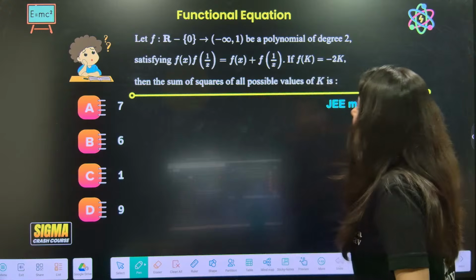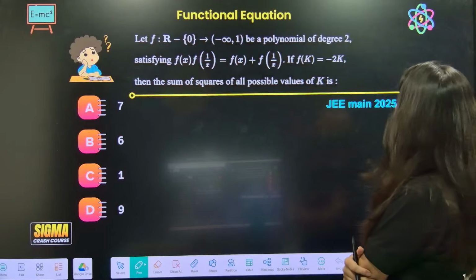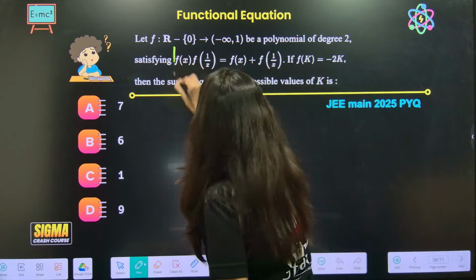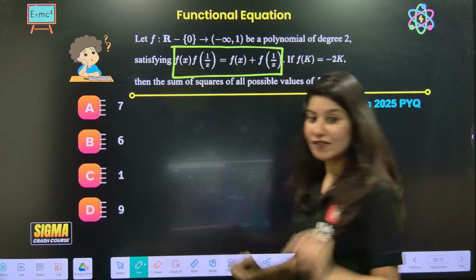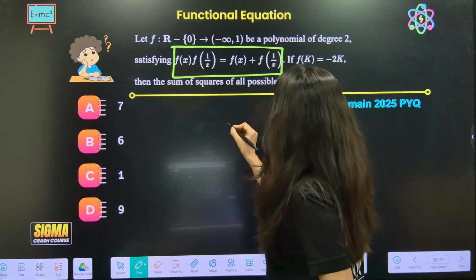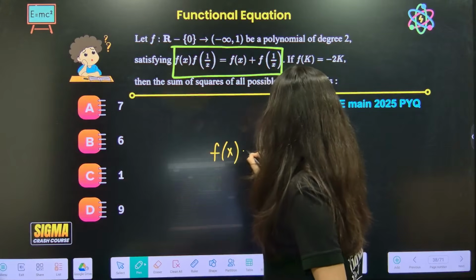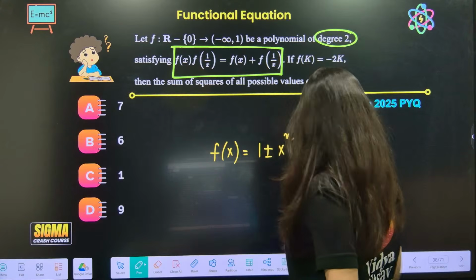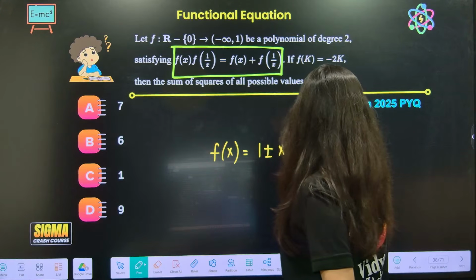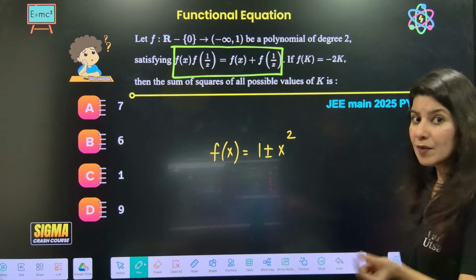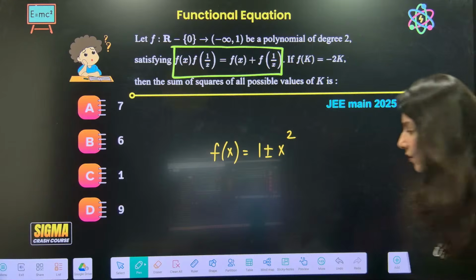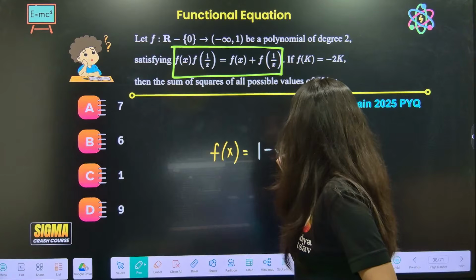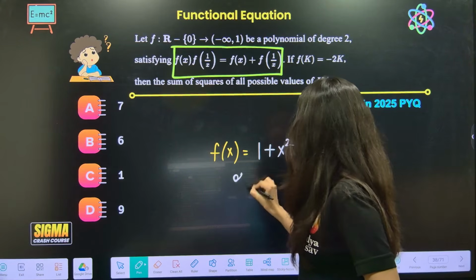Okay. So JEE main PYQ says f(x) f(1/x) is equal to this, and f(k) = -2k. So ma'am, the moment I see this, I remember that this is the 5th category, 5th polynomial, right? So I can write f(x) = 1 plus minus x^n. Here degree 2 is already given, so I just need to focus on x squared. Now one more thing, ma'am, 1 plus x squared and 1 minus x squared. f(x) is either 1 plus x squared or it would be 1 minus x squared.